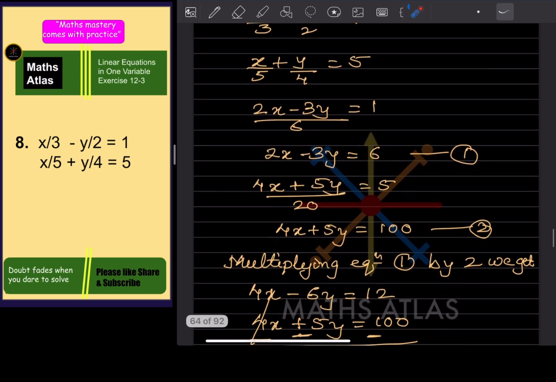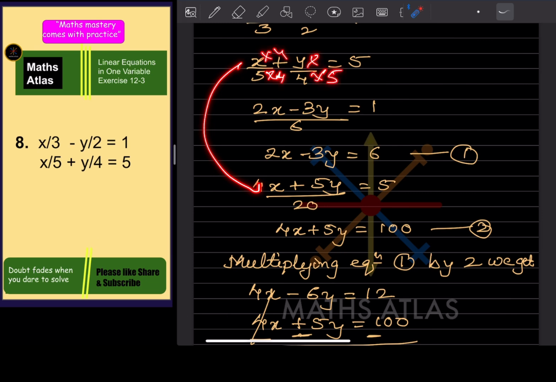Now let us see this equation. The denominator is going to be, the LCM is 20. So here 4 and 5. So this is going to be 4x plus 5y divided by 20 is 5. So this is going to be 4x plus 5y will be 100. So this is equation number 1. This is equation number 2.